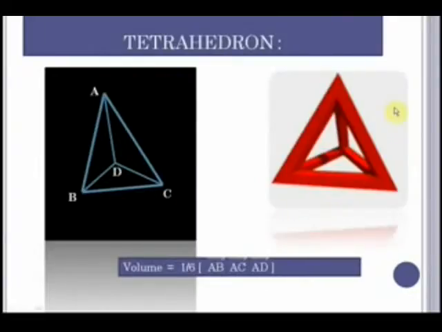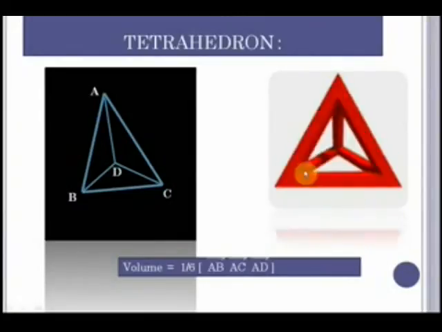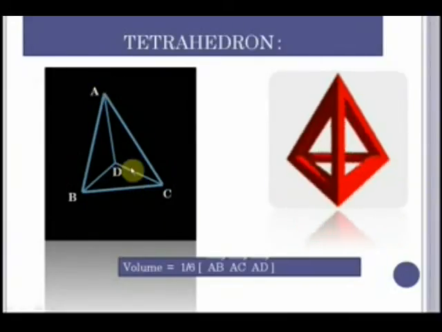Now last but not the least, let's study a very important property of the tetrahedron. We can clearly see that this is a tetrahedron. It has 4 vertices and 4 triangular faces. Now let us say that A, B, C, D represents a tetrahedron with A as the vertex. Clearly we can see that it has 4 faces: ABC, ABD, ADC and DBC, and the 4 vertices.